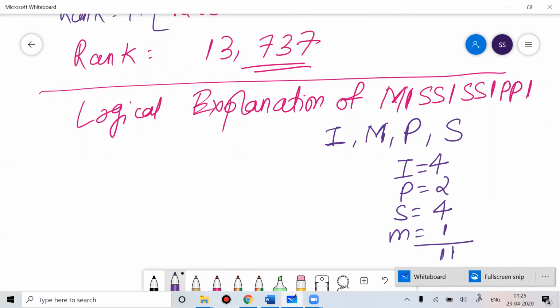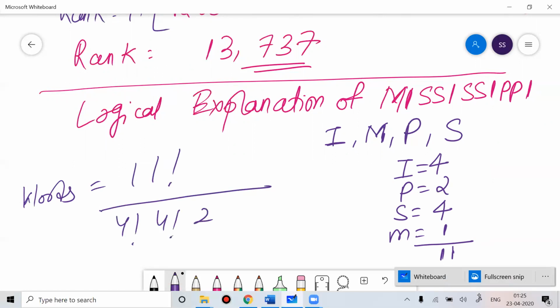So how many words can you make? The words we can make can be 11 factorial divided by 4 factorial, 4 factorial, 2 factorial. And what is 11 factorial? You can find 11 factorial.